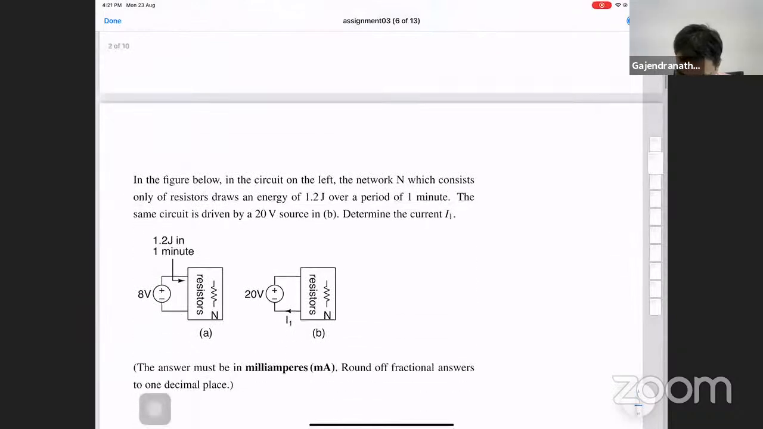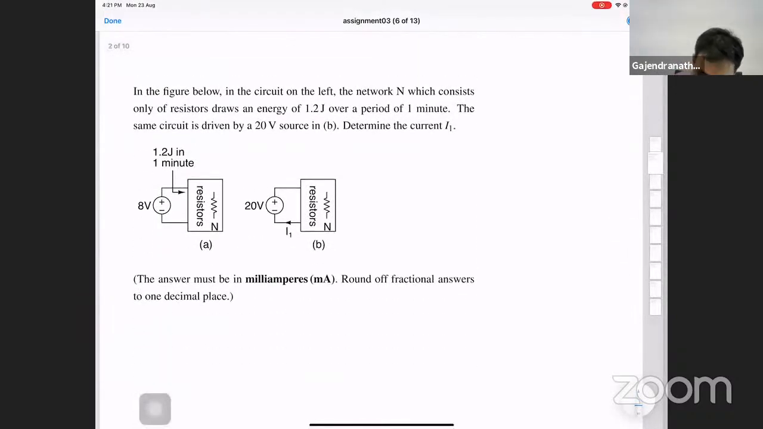Easy question. And the second question is, in the figure below, in the circuit on the left, the network which consists only of resistors draws an energy of 1.2 joules over a period of 1 minute. The same circuit is driven by a 20 volt source in B. Determine the current I1. So the network is the same on the left side and the right side. Now we want to find the value of I1. That's our target.